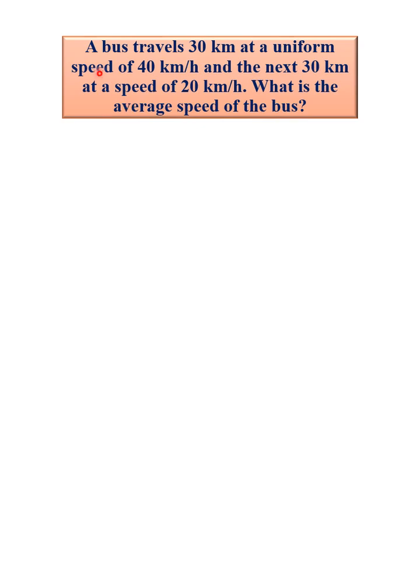The question says, a bus travels 30 km at a uniform speed of 40 km per hour, and the next 30 km at a speed of 20 km per hour. What is the average speed of the bus? Do not make the mistake of adding the two speeds and dividing it by 2. This is what you do.